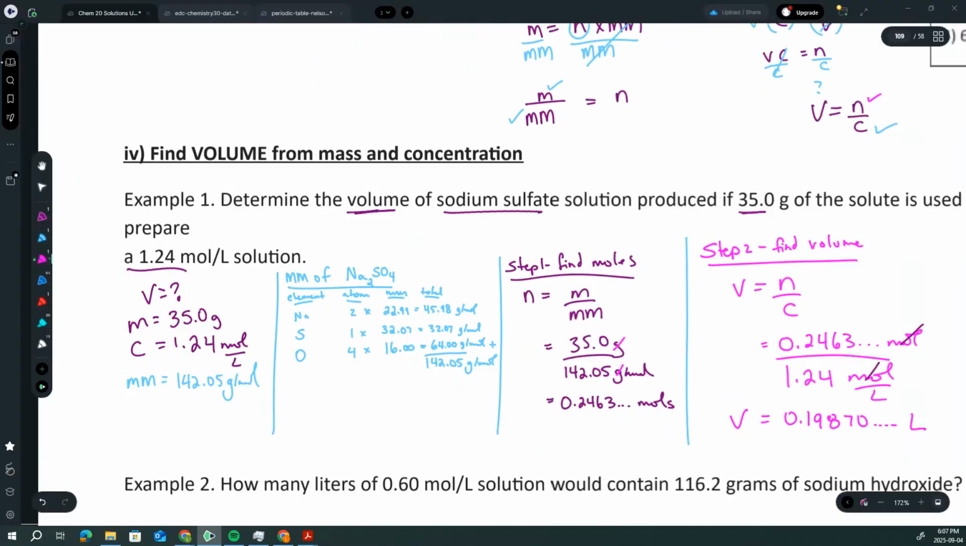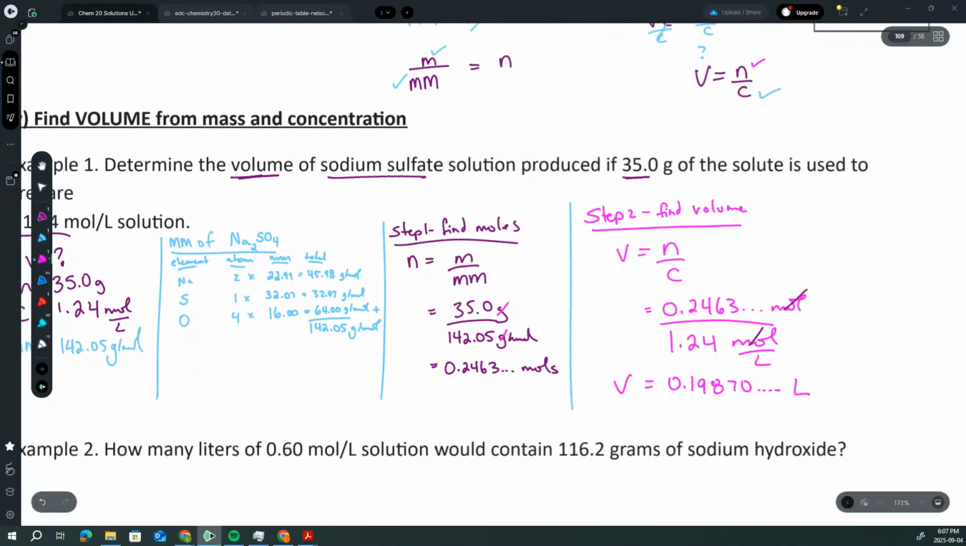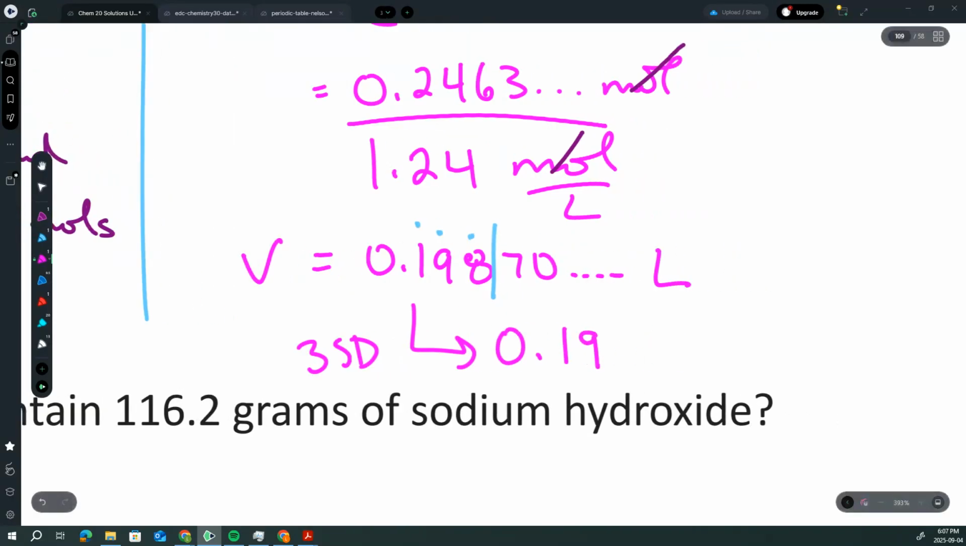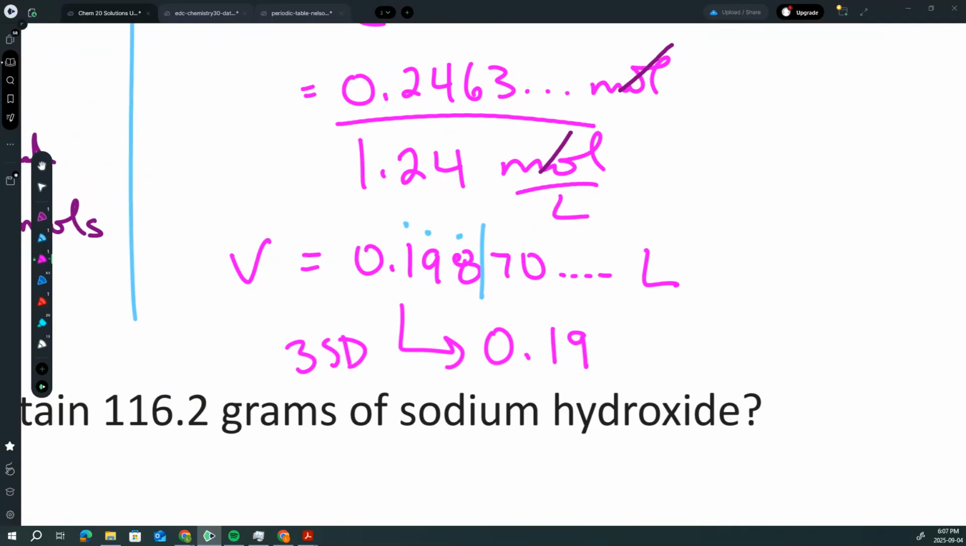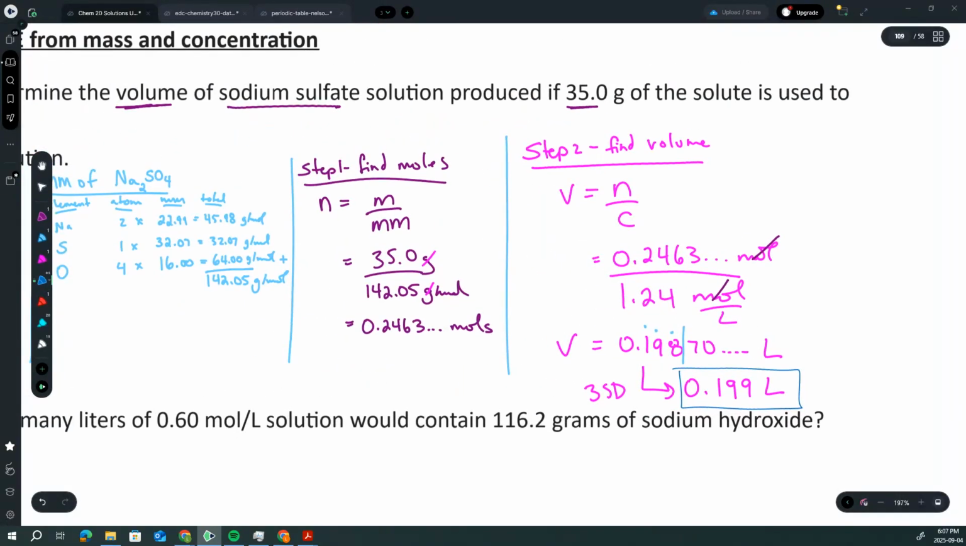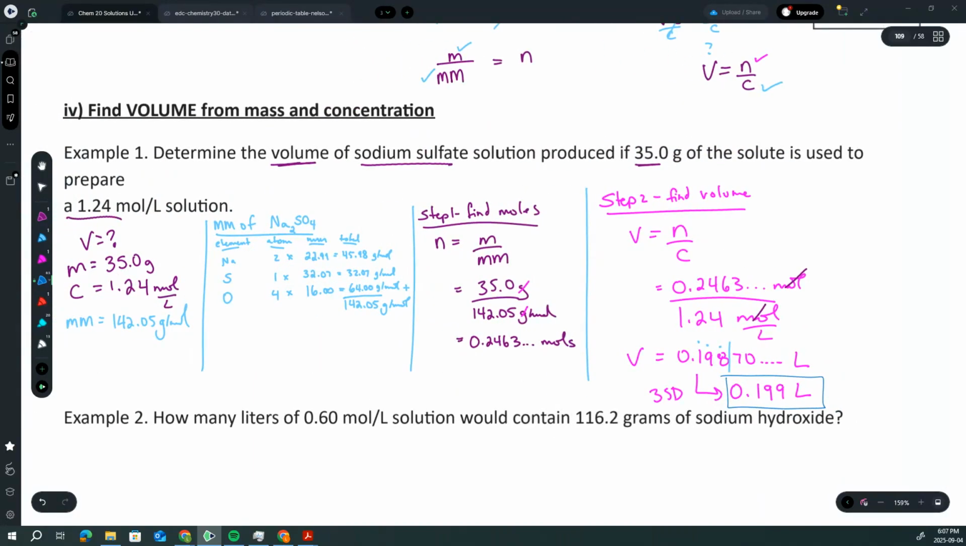Looking at my two given numbers, both of them have 3 significant digits. So then I count from the leftmost significant digit, 1, 2, 3. There's my cutoff line. And my final answer is going to be 0.199 liters. So I have 0.199 liters of my sodium sulfate solution.